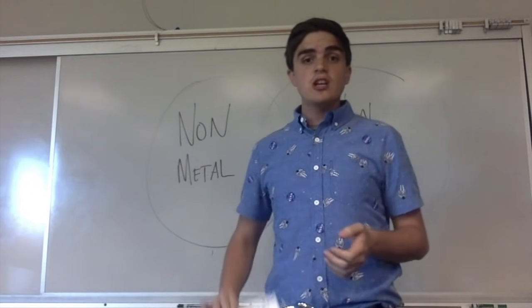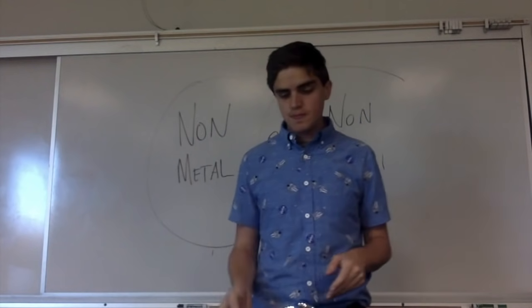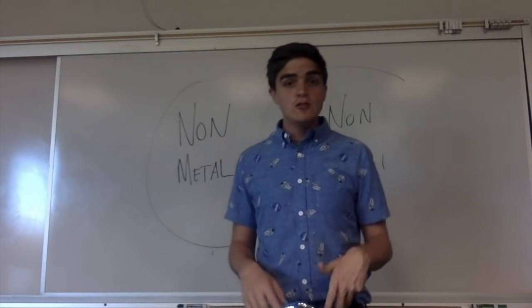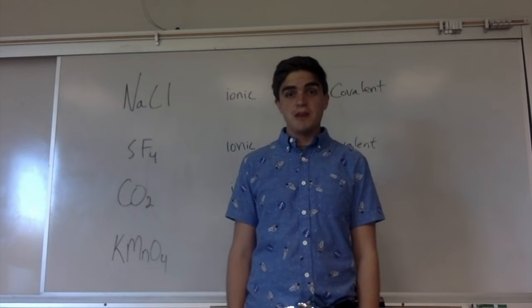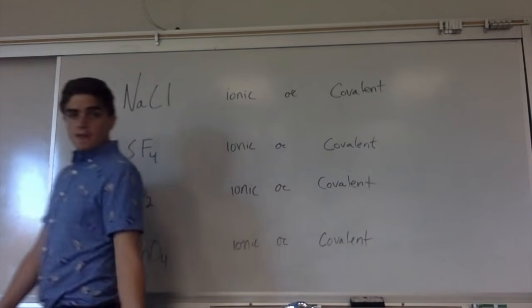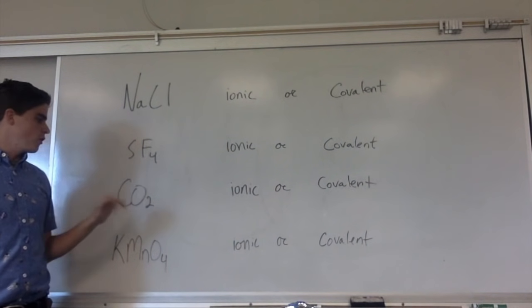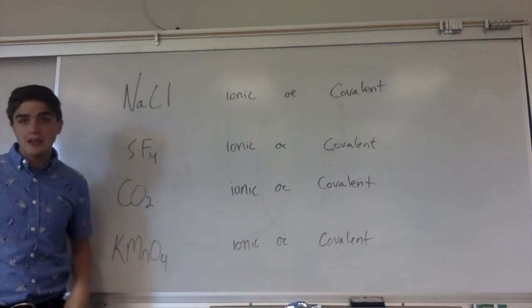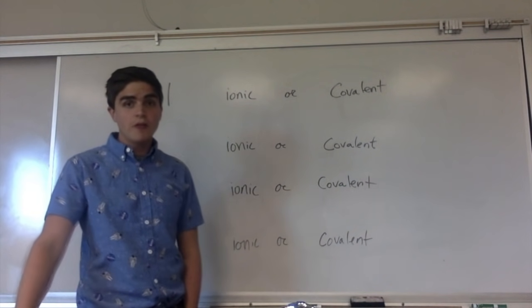So on your sheet here, again, I've given you a little block here. And let's just check if these compounds are ionic or covalent. And to do that, again, we're going to need to change them. So here we go. I mean, this is just magic. Now, we have the first four compounds I've listed here. We've got sodium chloride, sulfur tetrafluoride, carbon dioxide, and potassium permanganate. And what we're going to do is determine if these happen to be ionic or covalent.